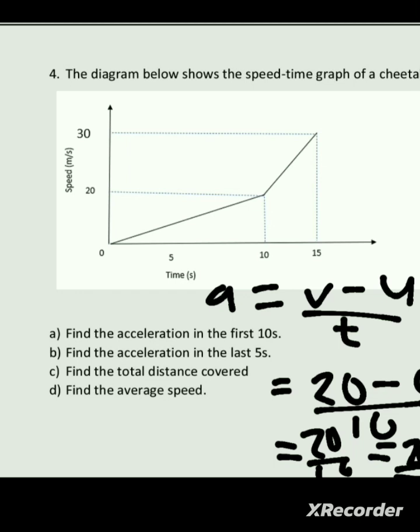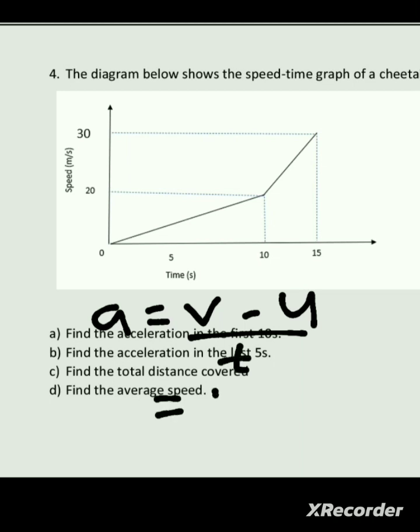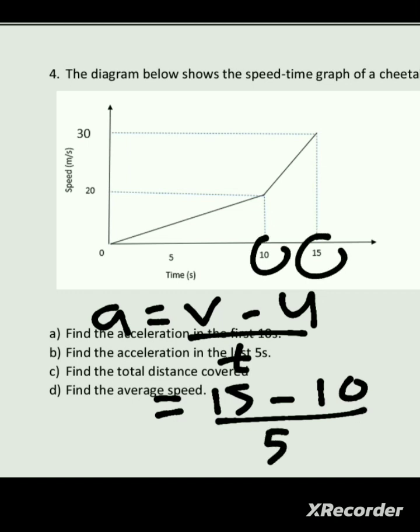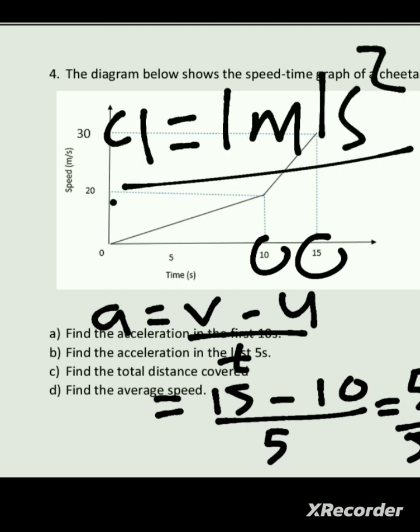B, find the acceleration in the last 5 seconds. Here, acceleration in the last 5 seconds. Acceleration is v minus u over t. So final velocity 15 minus initial velocity 10. Time from here to here is 5. So 15 minus 10 is 5, over 5. 5 divided by 5 will give you 1 meter per second squared. So acceleration will be equal to 1 meter per second squared.